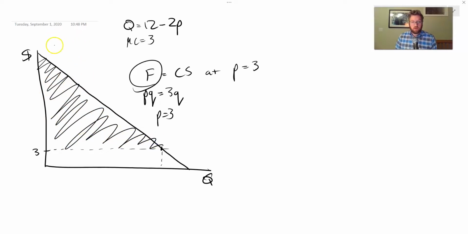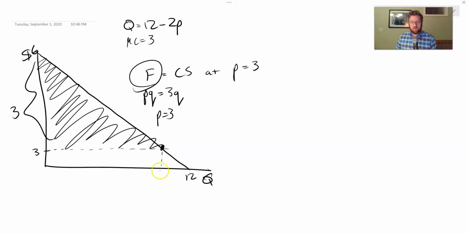Okay, so the highest price is 6. So you can see this is ludicrously not to scale, but I guess I didn't think it through correctly. So 12 minus 2p. If p is 6, you're going to get quantity 0, and then the q goes all the way down to 12 down here. And the height of this thing is 3, because 6 minus 3, and we don't know the width.